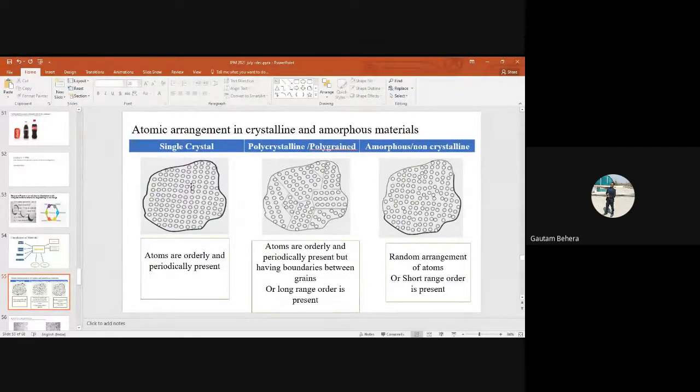The first one is a single crystal, meaning it has a single grain. The entire material is made up of a single grain, right? If it is a single grain, there will be no grain boundaries because the entire material is made up of a single grain or single crystal. There will be no grain boundaries, right? And you can see the atomic arrangement here. The atomic arrangement in a single crystal is completely ordered. You can see it is in a straight line. Atomic arrangements are in straight lines.